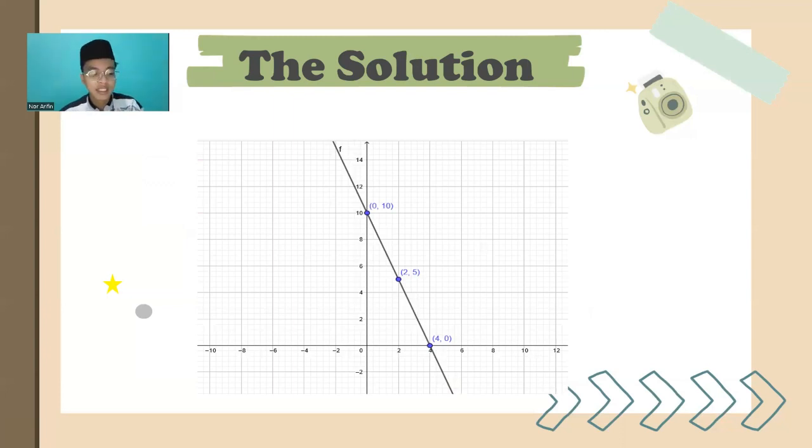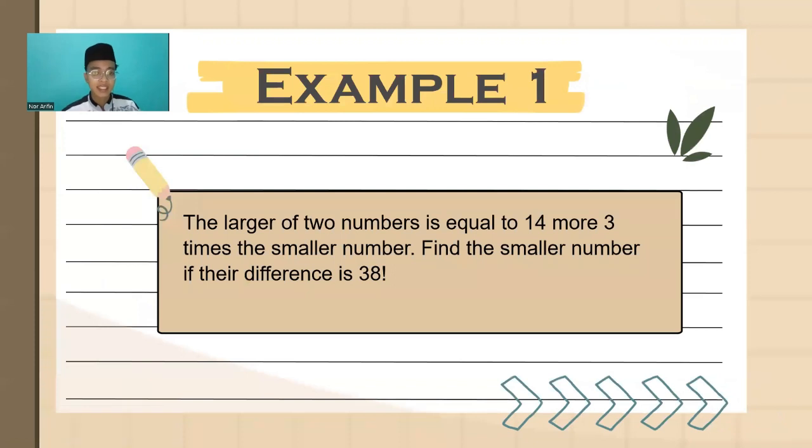Well, this is what happens if the test points are entered into a Cartesian diagram. This is a picture. Okay. Next, I will explain about example 1. The largest of two numbers is equal to 14 more than 3 times the smaller number. Find the smaller number if their difference is 38.